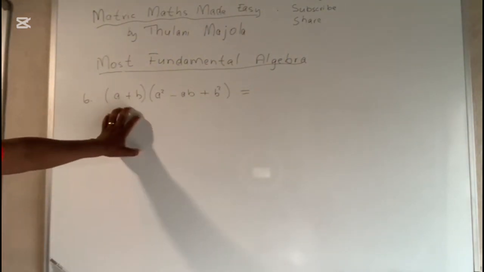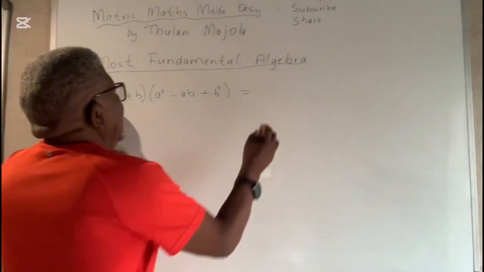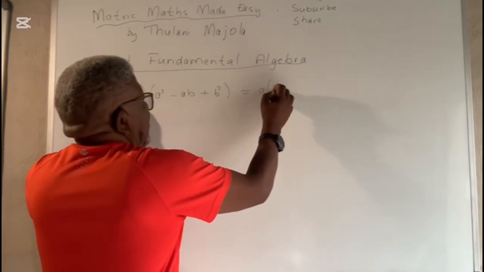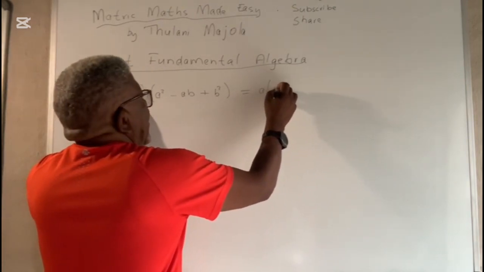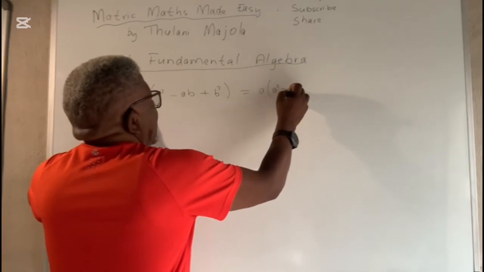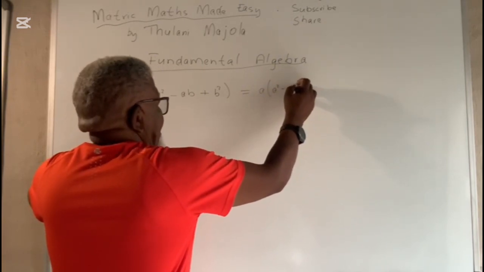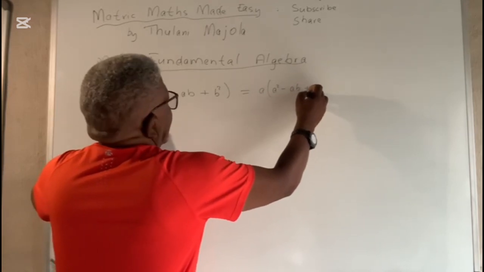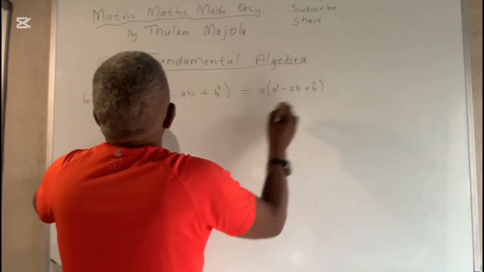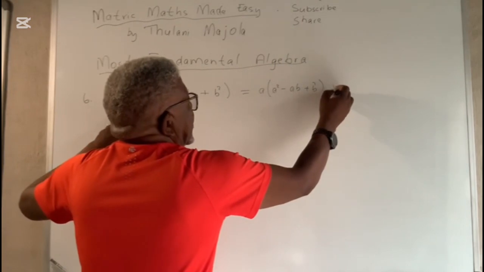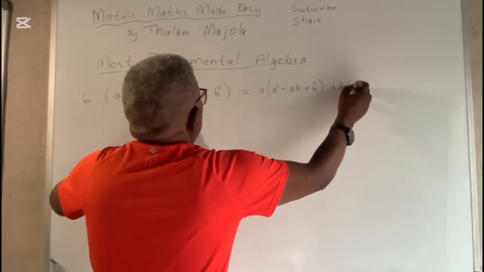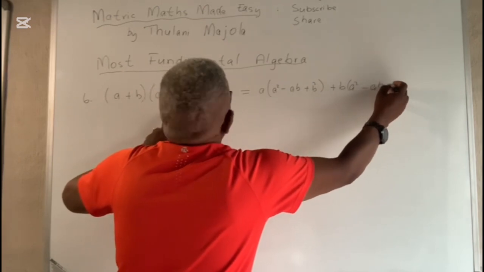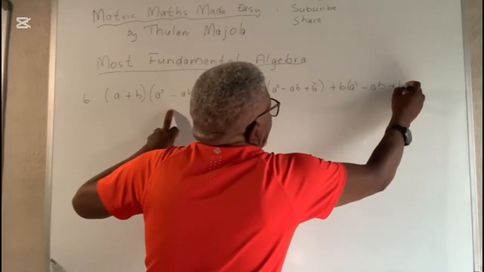Multiplying a binomial by a trinomial. You know each term must multiply all the other ones. So you take the first term in the binomial and multiply the ones in the trinomial. A times a squared minus ab plus b squared, plus b times a squared minus ab plus b squared.